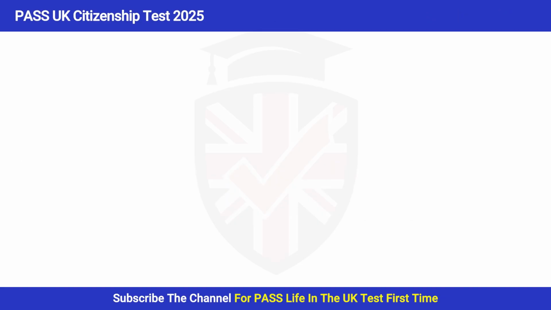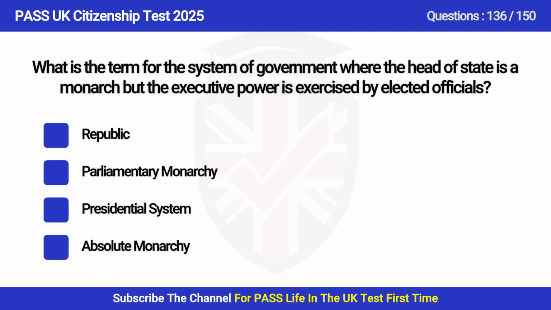Question 136. What is the term for the system of government where the head of state is a monarch, but the executive power is exercised by elected officials? A. Republic. B. Parliamentary monarchy. C. Presidential system. D. Absolute monarchy.